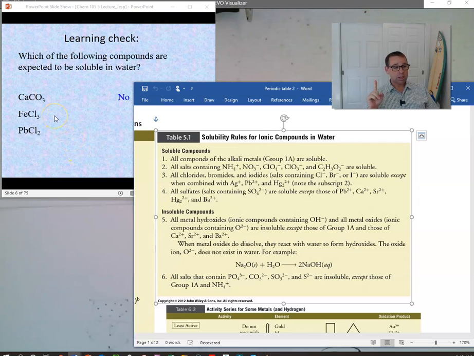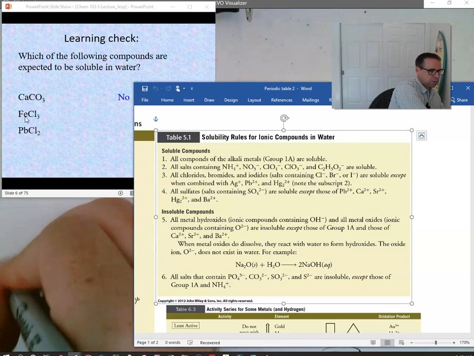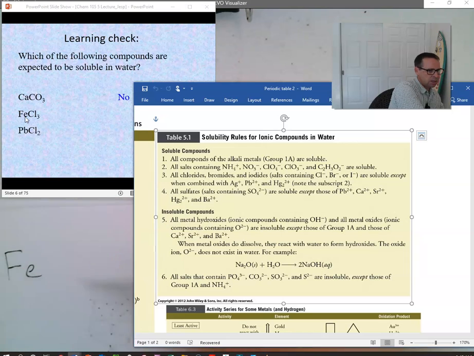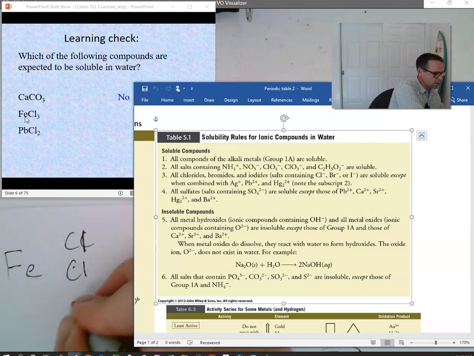Now, iron is a transition metal, so I do have to put a number in between the iron and the chloride, right? What number should I put in there? 2. Why did you decide on the 2? One iron equals 3 chloride. Okay, very good. So I know that I have an iron ion and 3 chloride ions necessary for that iron ion.